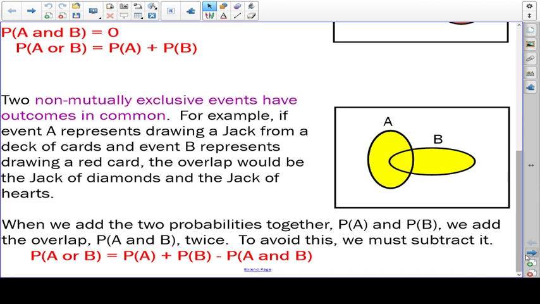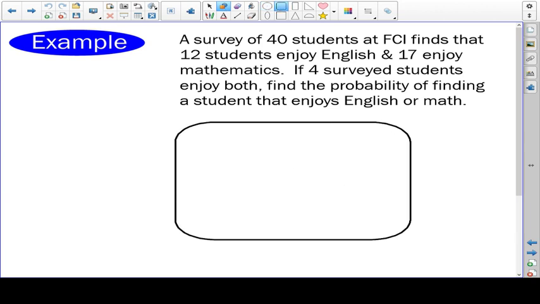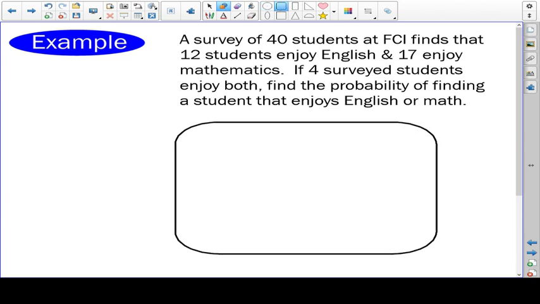So let's do an example. A survey of 40 students at FCI finds that 12 students enjoy English and 17 enjoy math. If 4 surveyed students enjoy both, find the probability of finding a student that enjoys English or math. So we are going to use a Venn diagram for this, and it is a half mark deduction on your exam if you don't include a box around your Venn diagram. So let's draw a box.